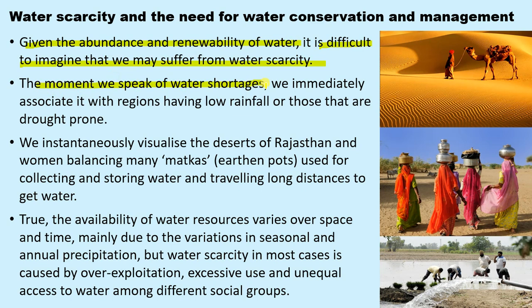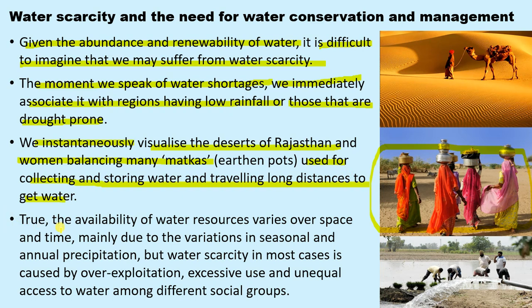The moment we speak of water shortage, we immediately associate it with regions having low rainfall. Of course wherever the rainfall is low, there is possibility to face the problem of water scarcity, or those areas that are drought prone. So often we think about this only whenever we think about water scarcity, but we intentionally visualize the desert of Rajasthan and women balancing many matkas used for collecting and storing water, traveling long distances to get water. Of course we have seen these pictures in different parts of our country, especially in Rajasthan.